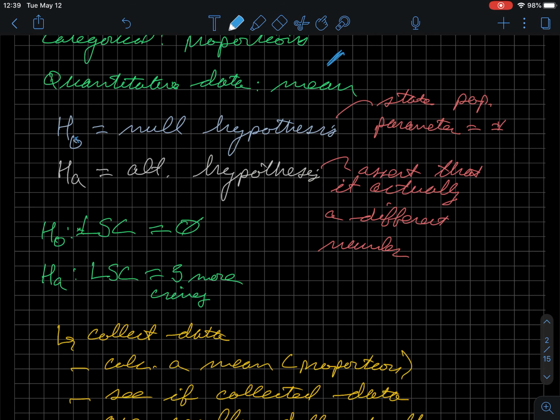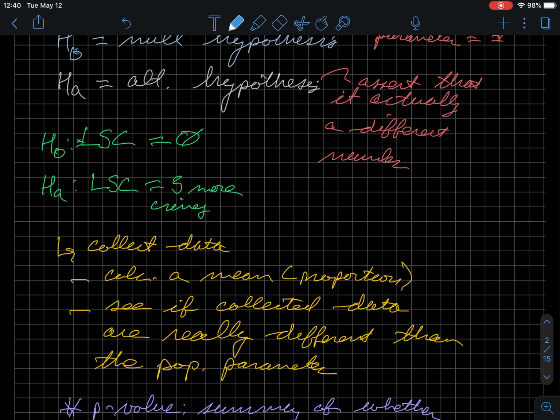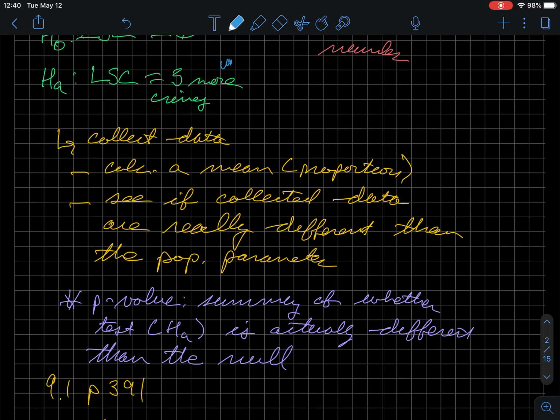And so in this example that I have here, a common one that happens in research studies is that the effect of low self-control on crime is actually 0. And the alternative might be, say, that we assert that low self-control leads to 3 or more crimes.